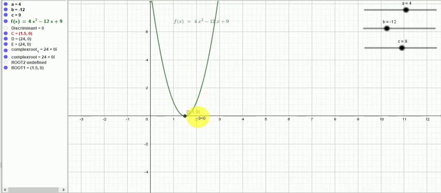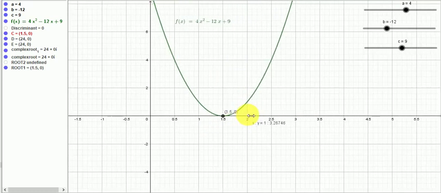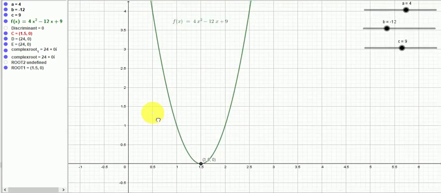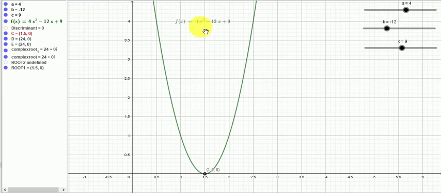Here you can see that this is the graph of this quadratic equation 4x square minus 12x plus 9. Here you can see that the discriminant is coming 0. And you know that if the discriminant is 0, in that case roots are going to be real and equal.